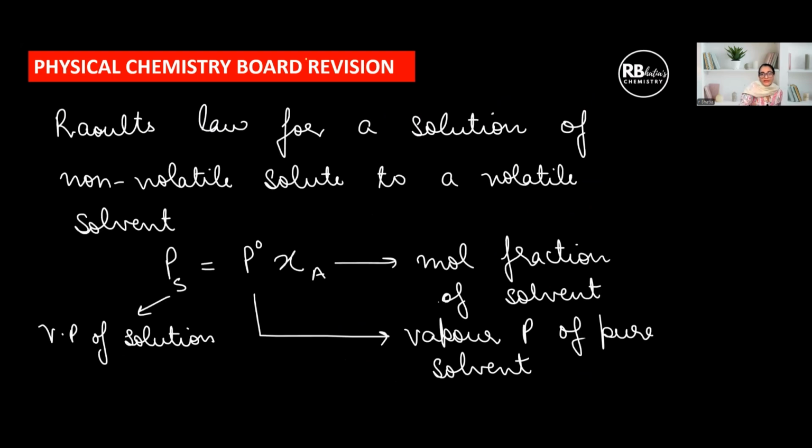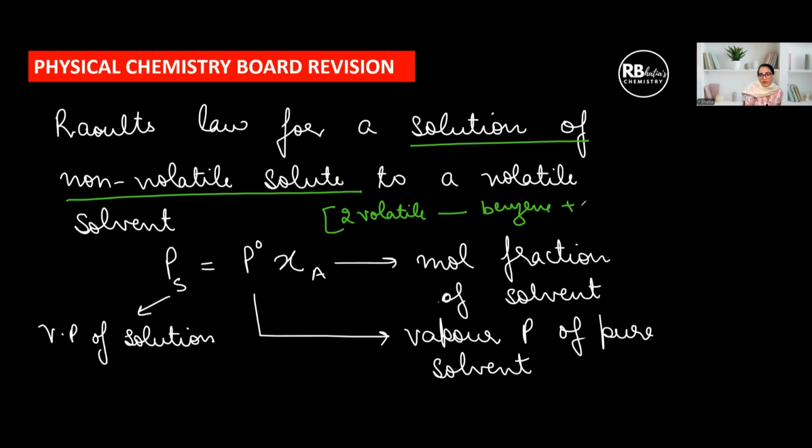Raoult's law. Next topic is Raoult's law for a solution of a non-volatile solute in a volatile solvent. Like in the previous example, two volatile mixtures means you have two liquids. Like let us say you have benzene plus alcohol. That is two volatile liquids mixed together. The one I've just talked of, that formula will be applicable. That is P total is equal to PA naught chi A plus PB naught chi B.